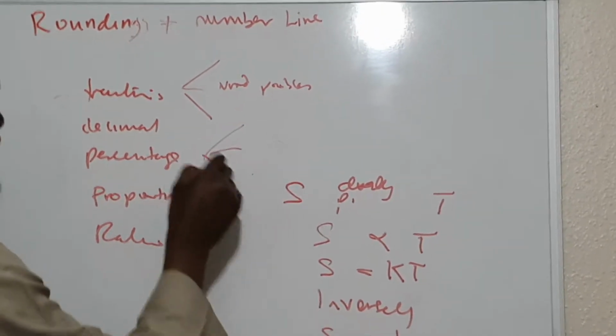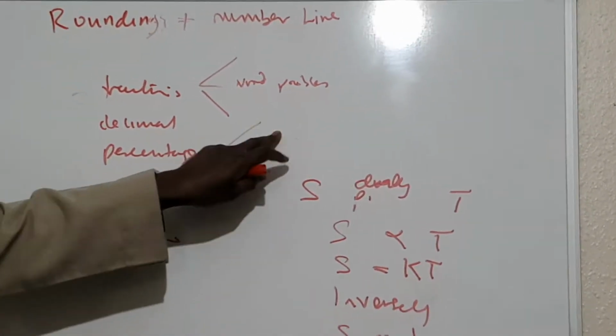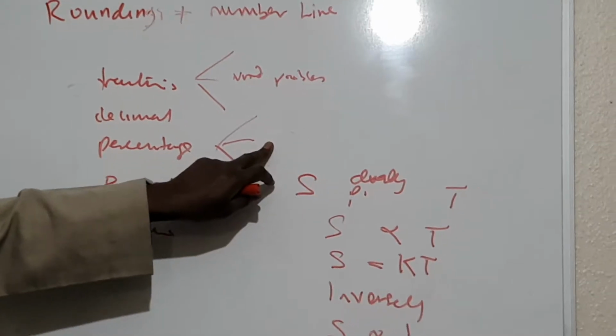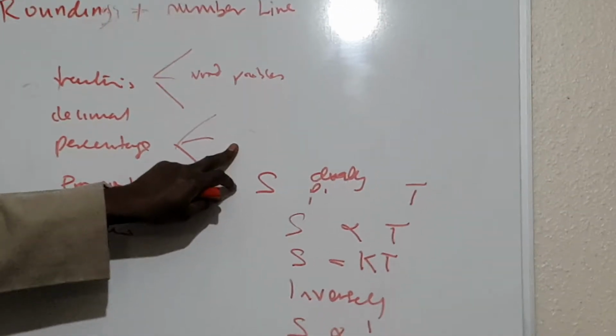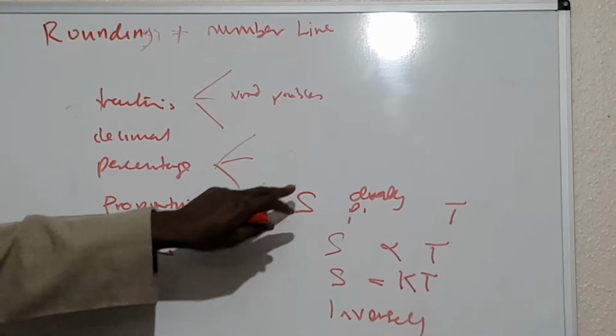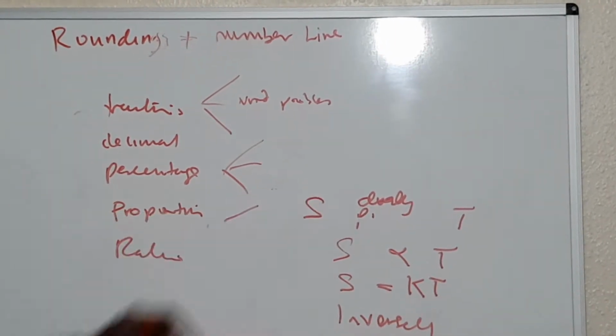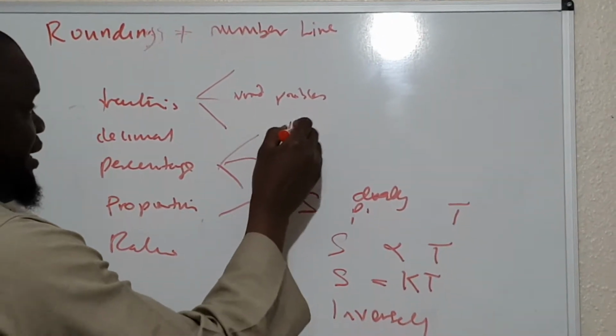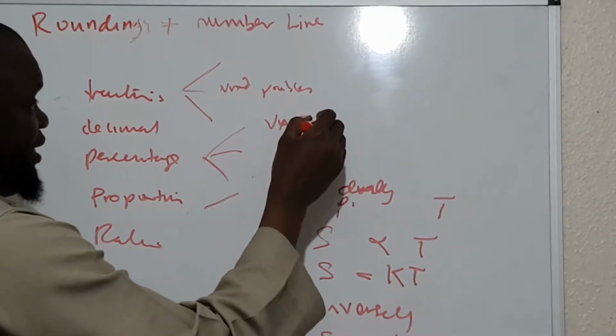Percentages, so much on the percentages. We're going to look at the multiplier, simple and compound interest, okay? Discount, and increase and decrease. And VAT. Yeah, and VAT. VAT, okay? VAT and profit.